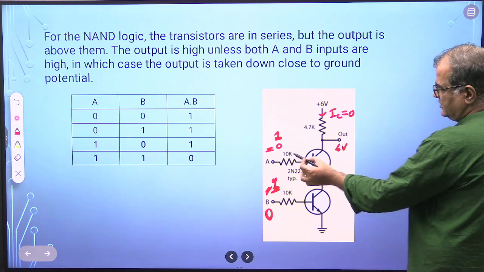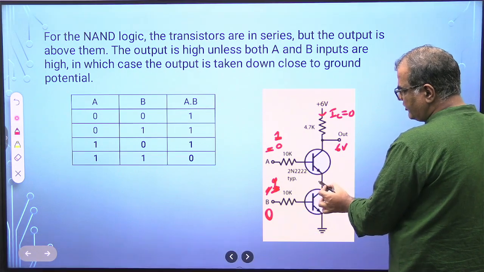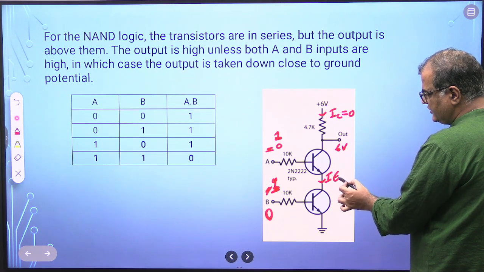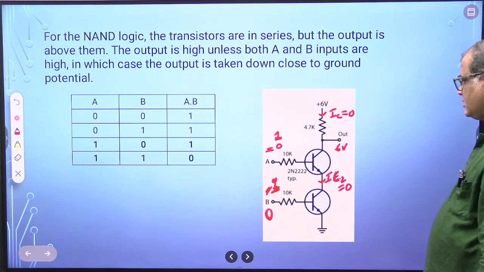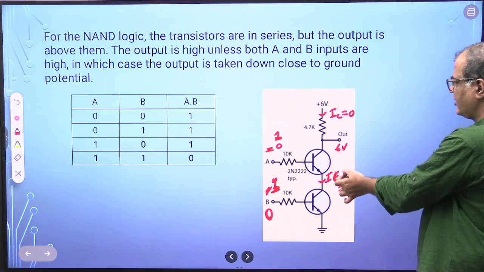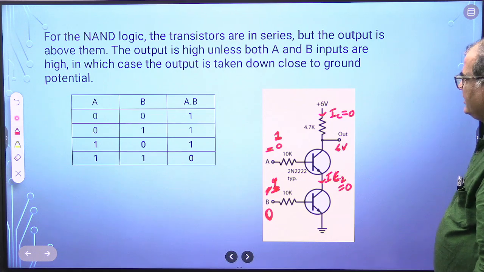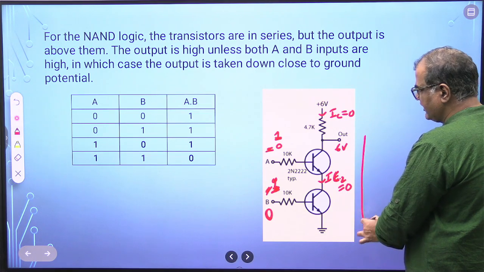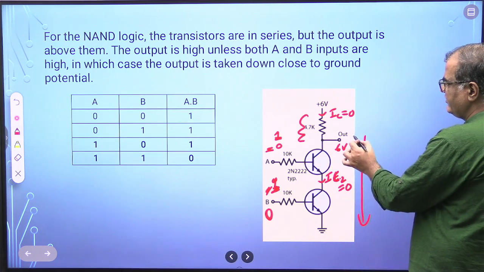Then this is 1, IB flows, IC flows, this flows. But here because this is 0, this cannot flow. IC2 is 0. Okay. So then also current cannot flow. This current cannot flow, then this current also cannot flow. So again you have 1. And both are 1 1, then current will flow. If both are 1 1, then current will flow. If current flows, all the drop will come here, and here voltage will be low.